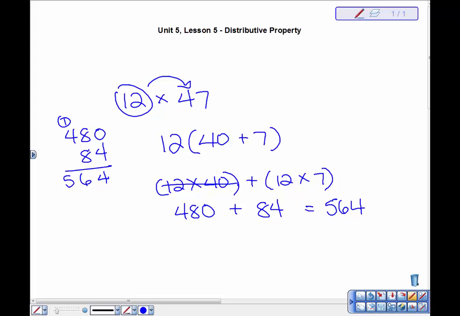Go ahead and try your follow-up questions and let me know if you have any questions. Really easy if you just think of the distributive property as giving your first number, giving your number to two pieces in your smaller number. So you're just distributing or giving those pieces, that number to the other pieces.